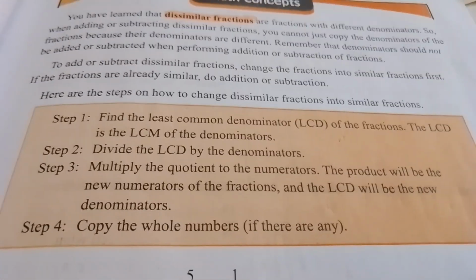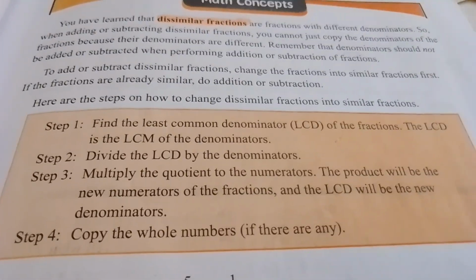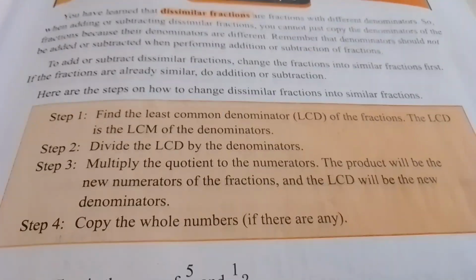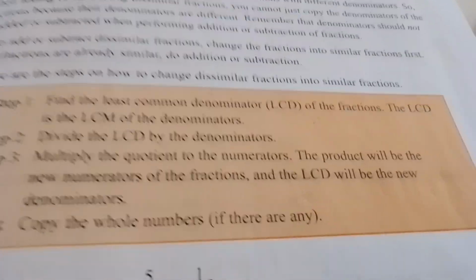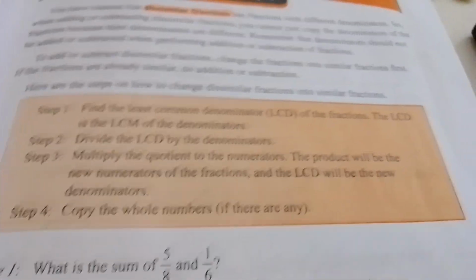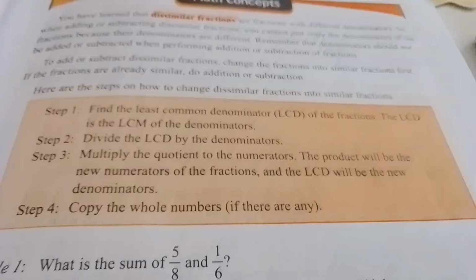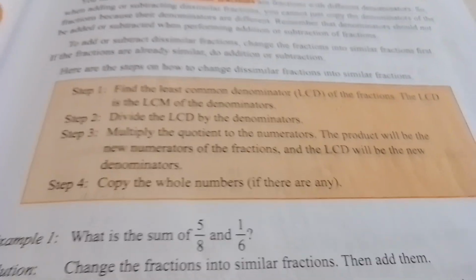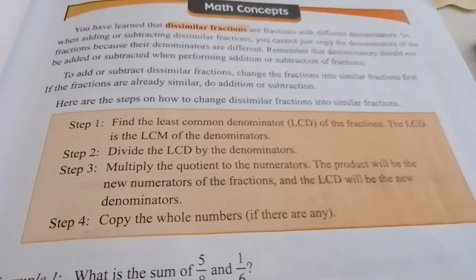Step 2. We need to divide the LCD by the denominators. Step 3. Multiply the quotient to the numerators. The product will be the new numerators of the fractions, and the LCD will be the new denominators. Then, copy the whole numbers if there are any.